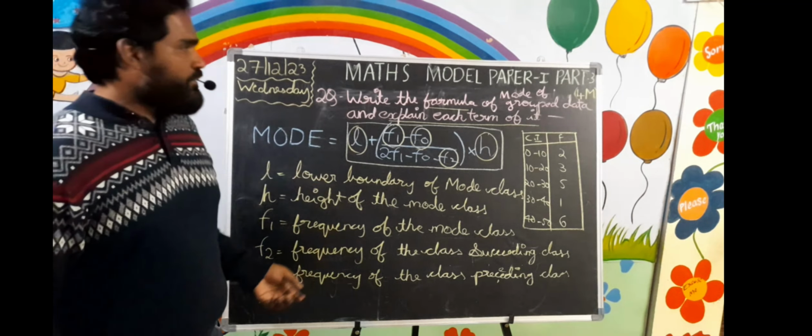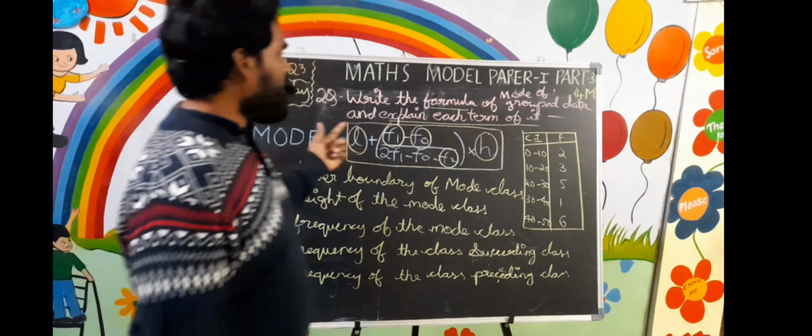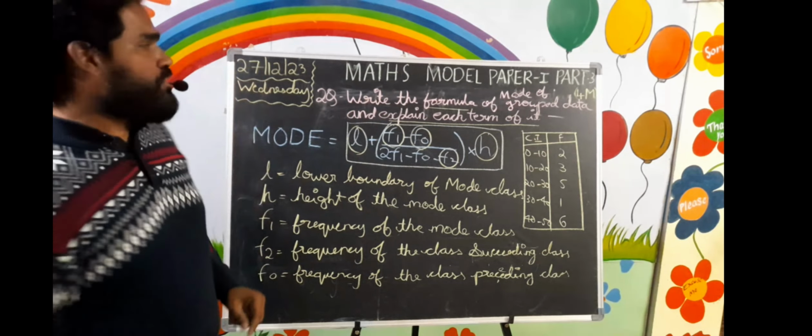So here is the next question to solve. This is from statistics. Write the formula of mode of grouped data and explain each term of it. So there are two things that you should be doing. Number one is to write the formula, and the second thing is to explain each term in it.